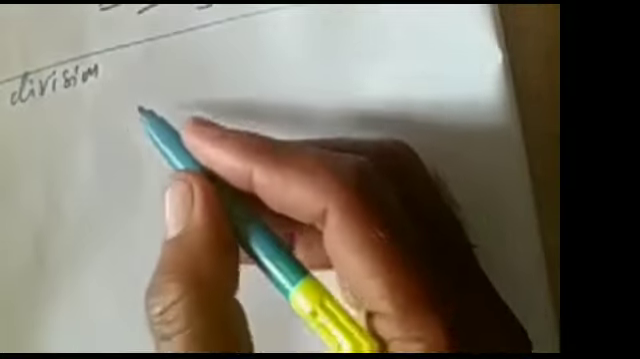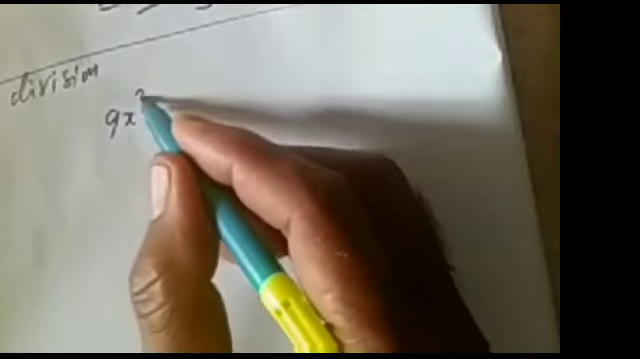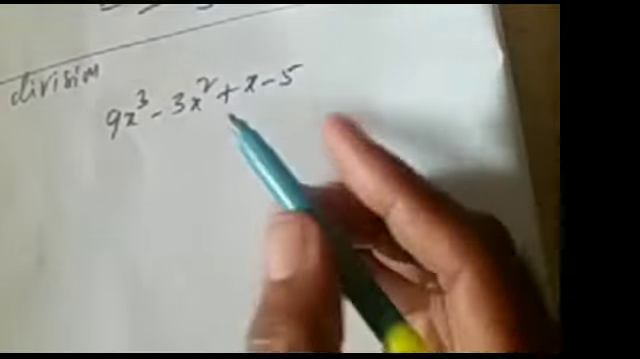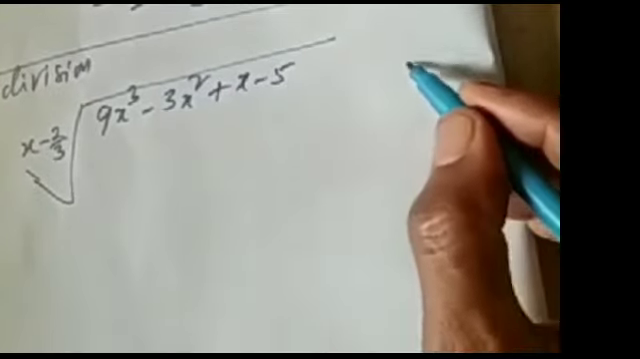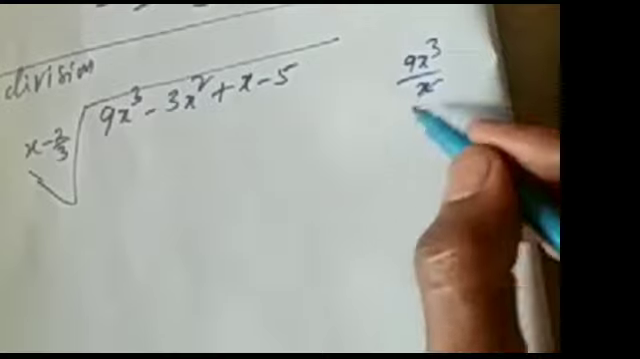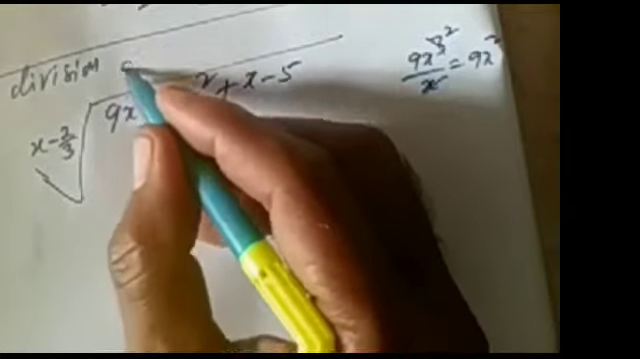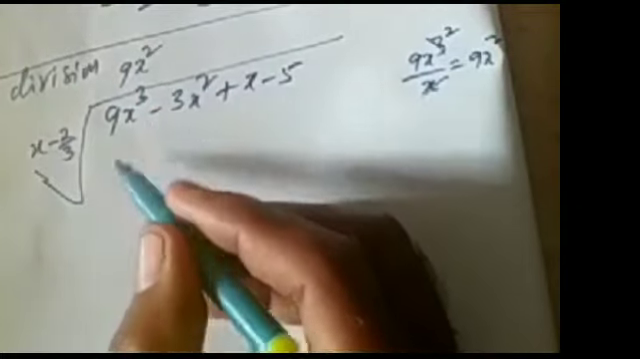So see this division carefully also. I will explain thoroughly. What is the dividend? 9x cube minus 3x square plus x minus 5. What is the divisor? x minus 2 by 3. What is the first term in the divisor? x. What is the first term in the dividend? 9x cube. So divide 9x cube by x. You get 9x square.